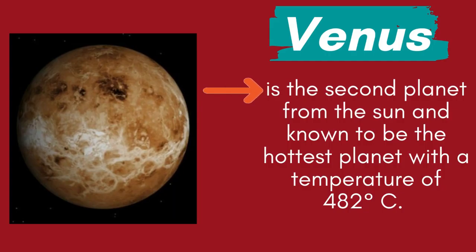Now I will read the information about Venus. Venus is the second planet from the Sun and known to be the hottest planet with a temperature of 482 degrees Celsius. Because of its brightness, it is called the morning star. It revolves around the Sun within 225 days and rotates on its axis for 243 days. It has no natural satellites and no rings. It has an estimated radius of 6,052 kilometers.